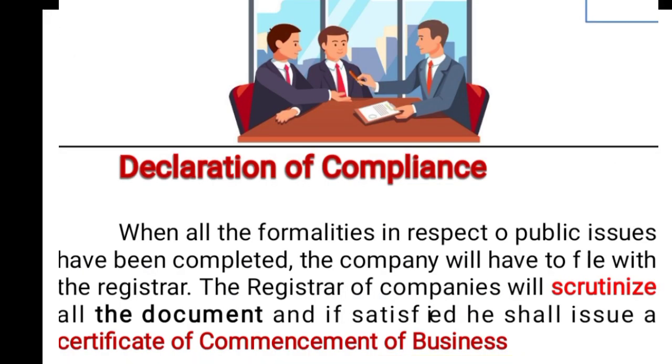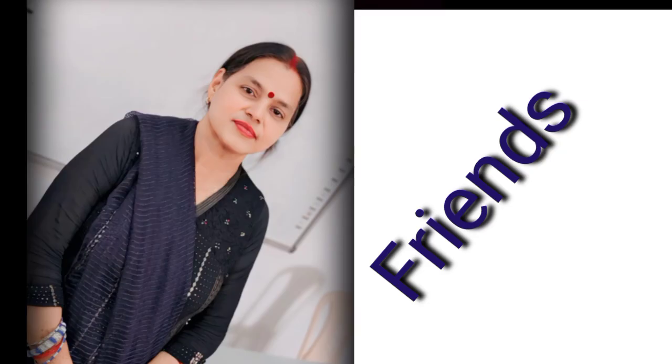When all the formalities in respect of public issues have been completed, a declaration of compliance will have to be filed with the registrar. Then the registrar of companies will scrutinize all the documents, and if satisfied, he shall issue a certificate of commencement of business.